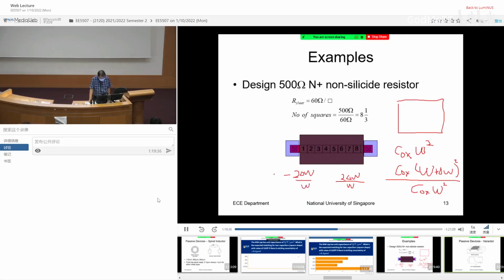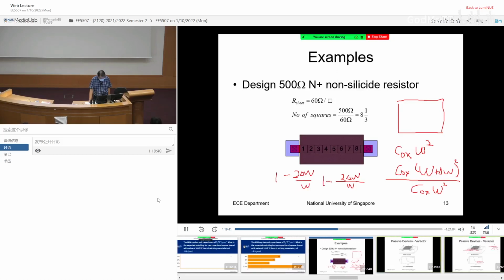So one of them will be 1 minus this guy. The other will be 1 plus this guy. So that becomes 4 times, right? So you divide. I already told you the etching uncertainty is about 0.4.